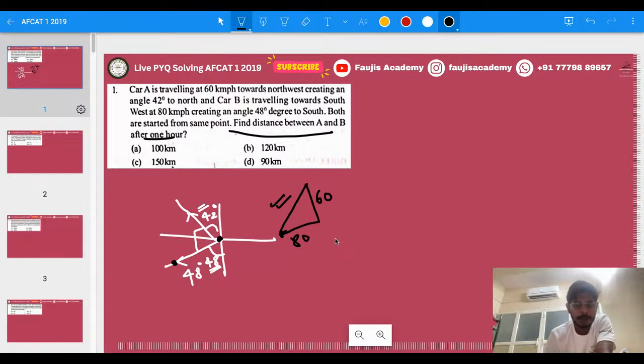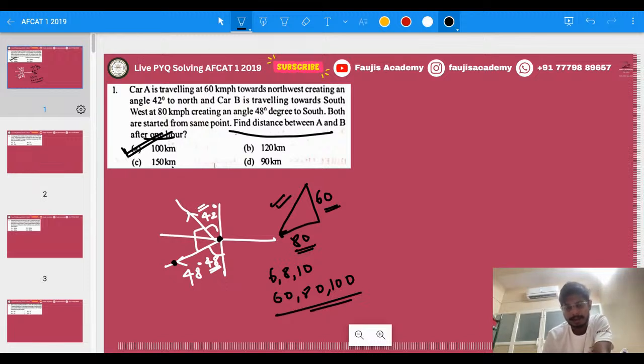If you apply the Pythagoras theorem over here, it's 60, 80. Is it a triplet? 6, 8, 10, or otherwise 60, 80, and 100? Isn't it? So what will be the answer to the question? Option A will be the answer over here, right? Yes, absolutely.